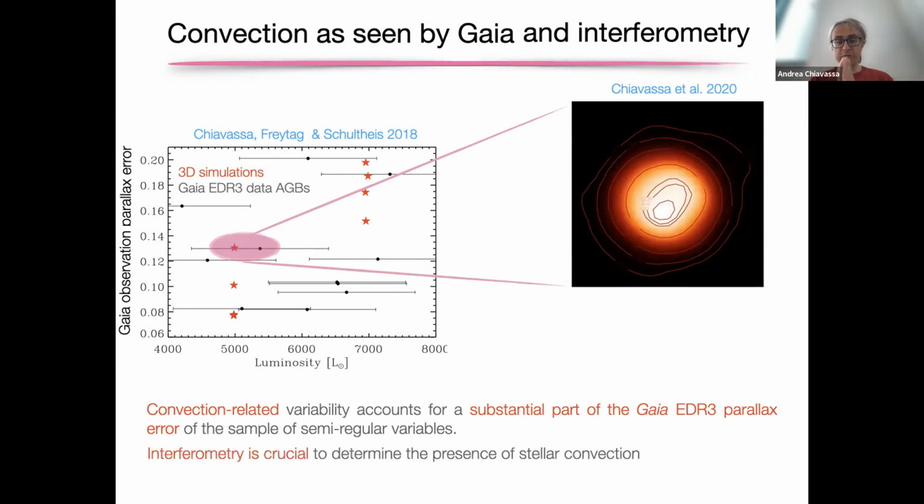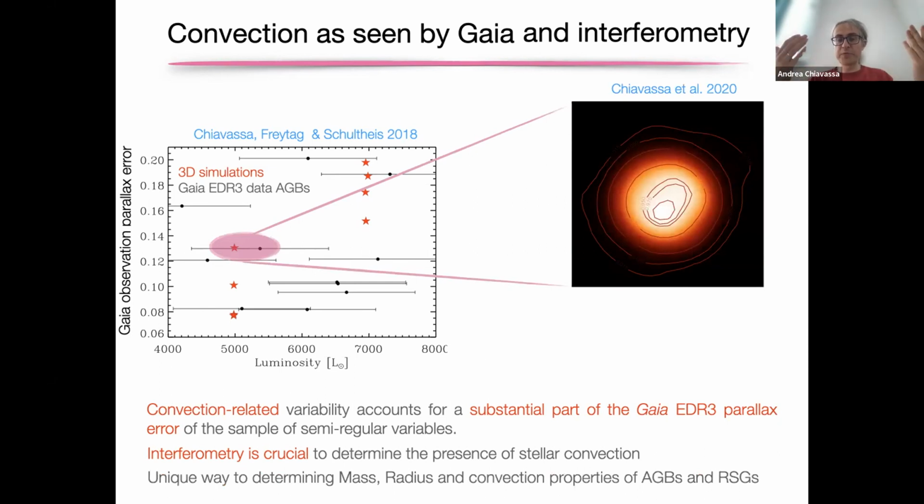So thanks to interferometry, it is really crucial here to confirm the presence of stellar convection on the surface and to help us interpret in a really unique way the mass, radius, and convection properties of AGB and red supergiants, thanks to Gaia and interferometry.